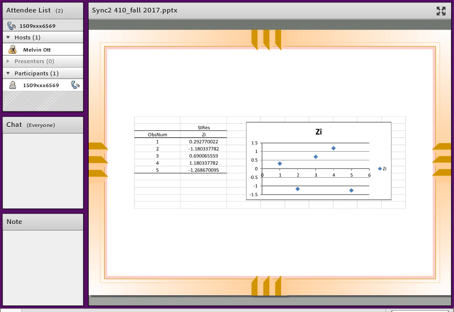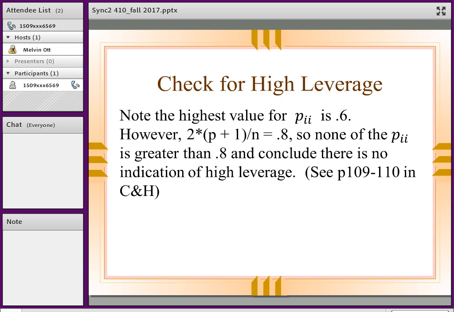Now I want to talk a little bit more about high leverage. The highest value for the p sub i is 0.6, but if you look up in your book, you need to compare that to 2 times p plus 1 divided by n, and that's 0.8. This is on pages 109 and 110 in your textbook. As long as my p sub i values are less than this number, there's no indication of high leverage. It's just a little calculation you can perform, and it doesn't indicate anything with this data set.